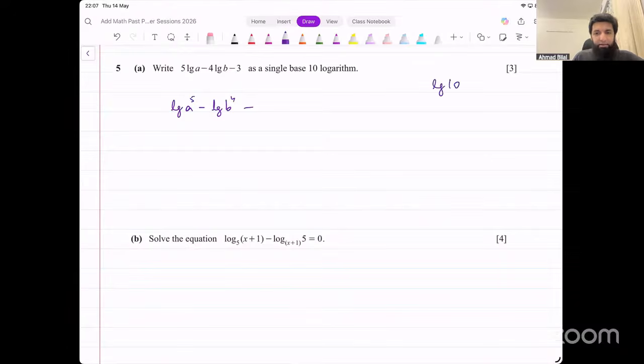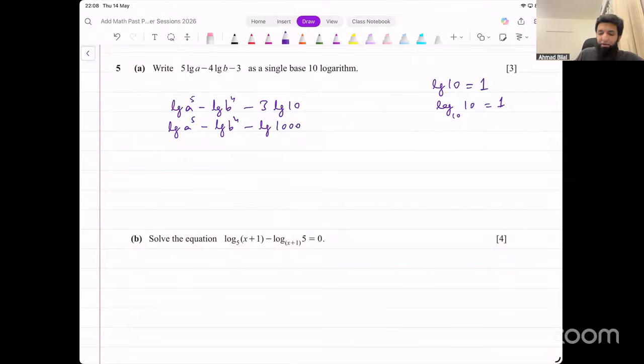Remember, what is lg 10? lg 10 is equal to 1, because log base 10 of 10 is equal to 1. So what we can do is multiply 3 by lg 10. lg 10 is just 1, so it's not going to make any difference. 3 times 1 is still 3, so we're not changing anything. And now you could take 3 to the power, so it becomes lg 10 raised to power 3, which is 1000.